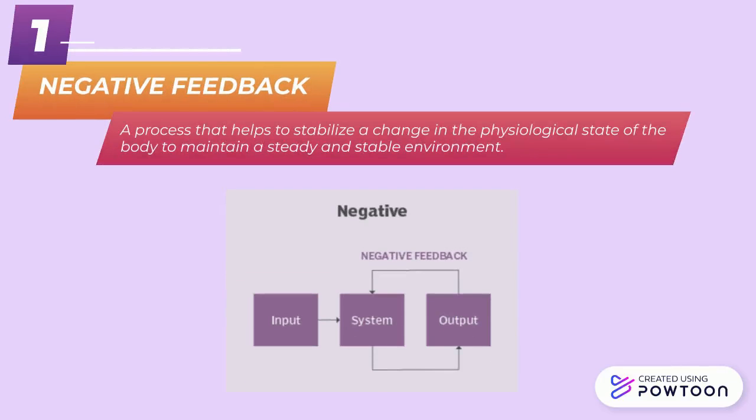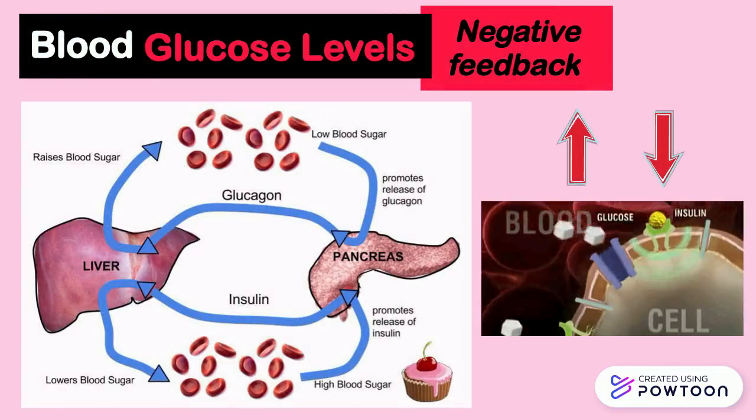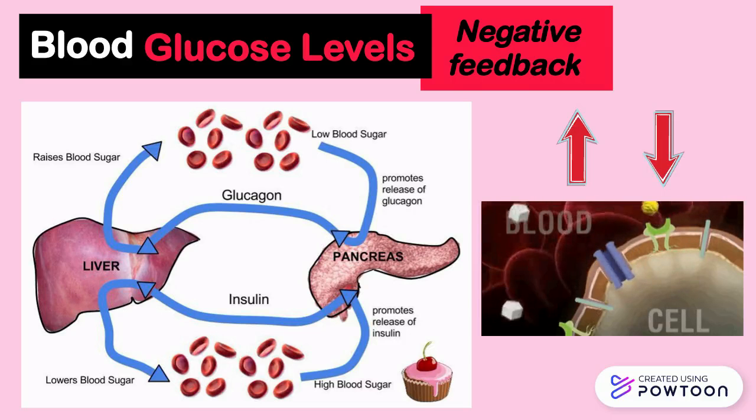Negative feedback is a process that helps to stabilize a change in the physiological state of the body to maintain a steady and stable environment. Negative feedback is more common in homeostasis. However, positive feedback is just as important.